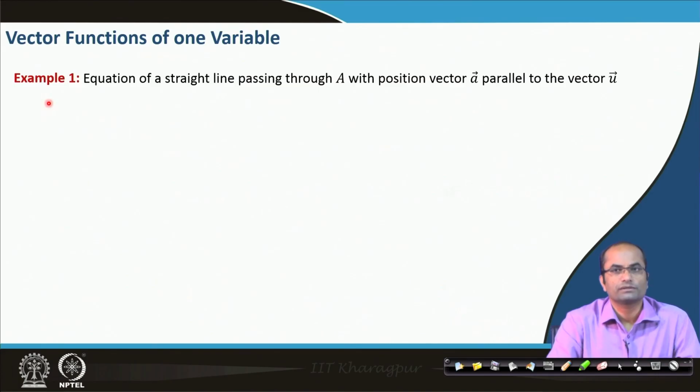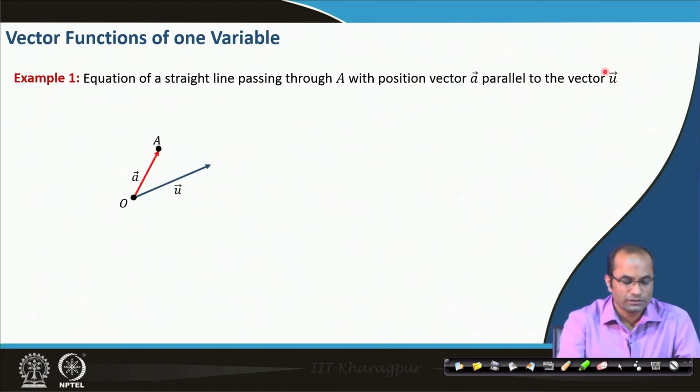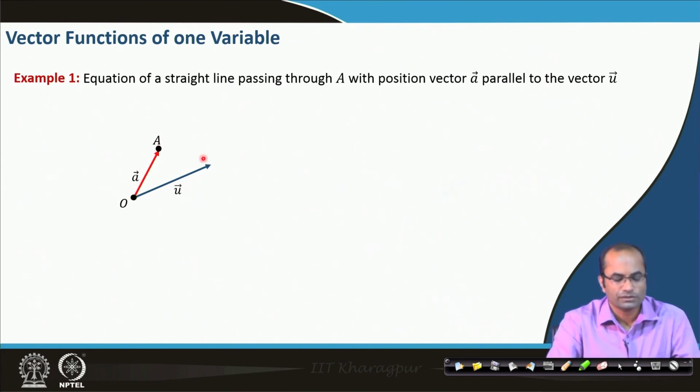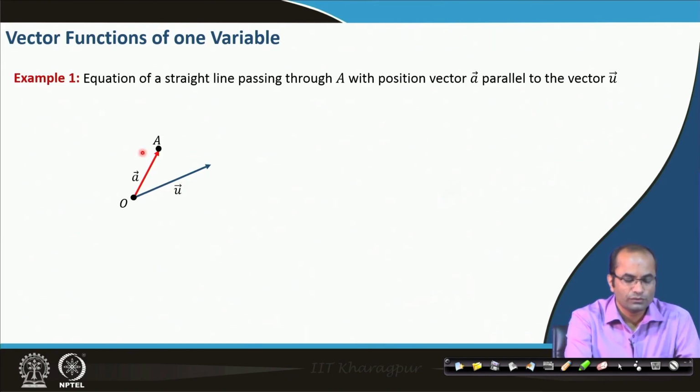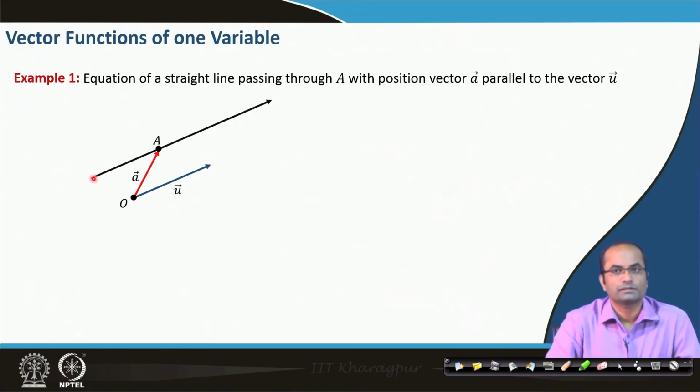For instance, consider the equation of a straight line which passes through a point A, whose position vector is given by the vector A, and the line is parallel to the vector u. We have a point A whose position vector is given by this red vector A, and then there is another vector given, which is u here. We want a line which is parallel to this u and passes through this point A. So, we are interested in finding the equation of this line.